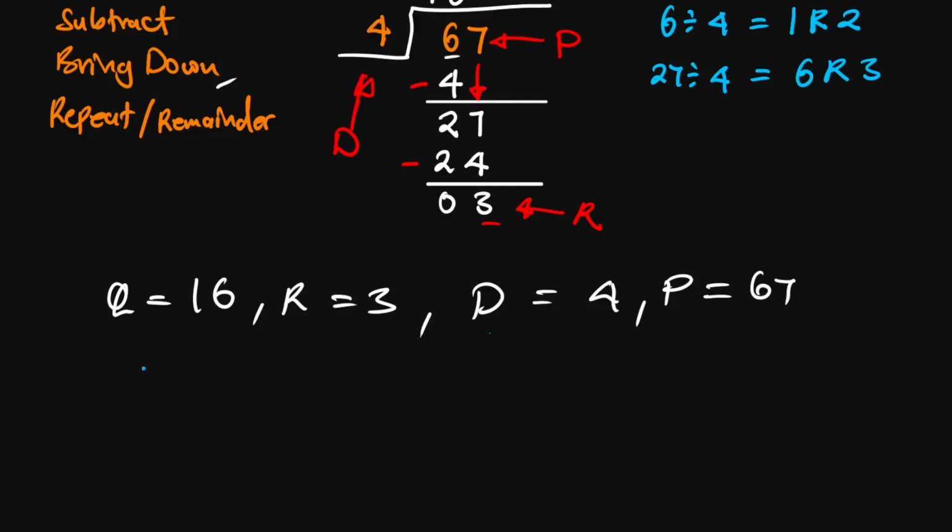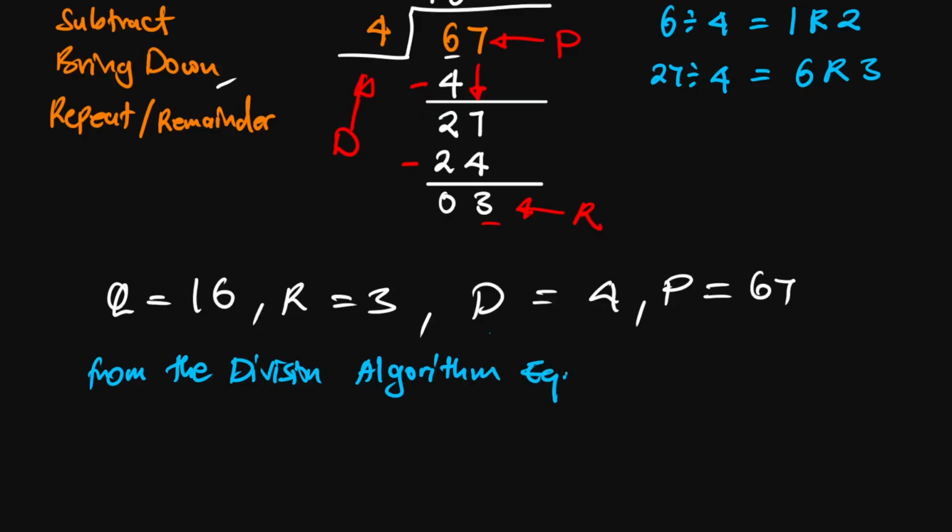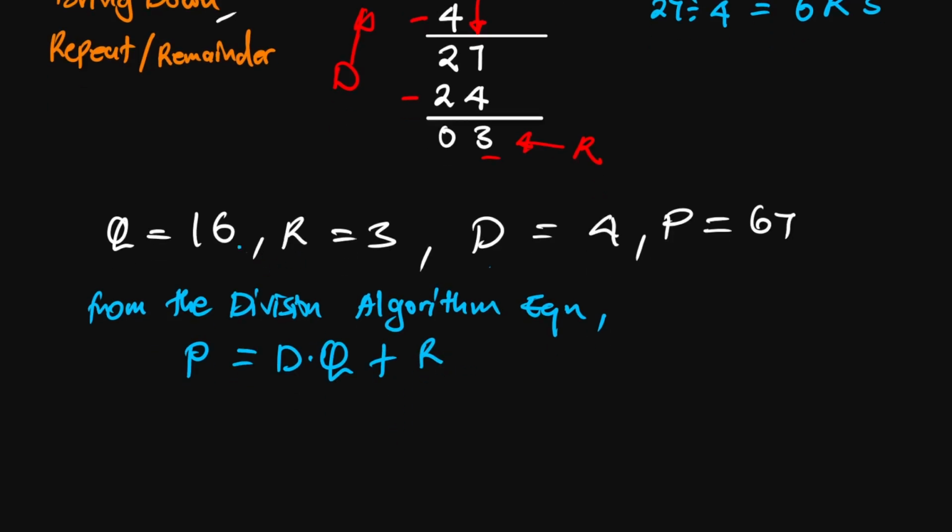But from the division algorithm equation, the dividend P should equal the product of the divisor times the quotient, plus the remainder. But is this true? Let's test it using values from our problem. So we will have P equals 67, the dividend, equals the divisor 4 times the quotient 16 plus the remainder 3.